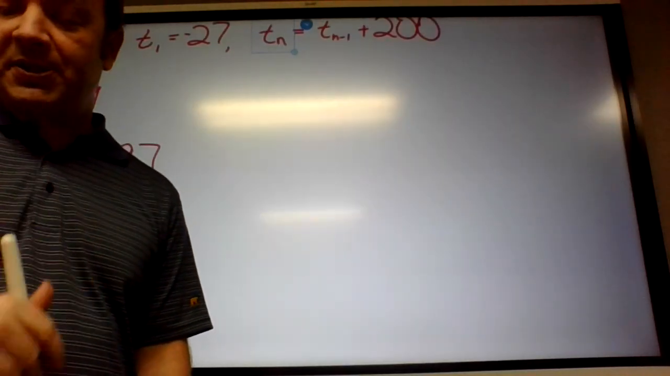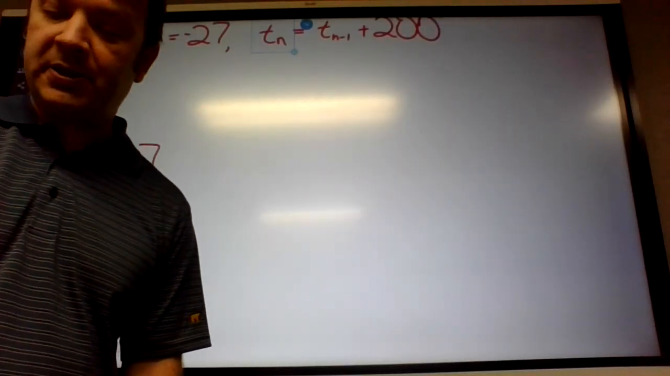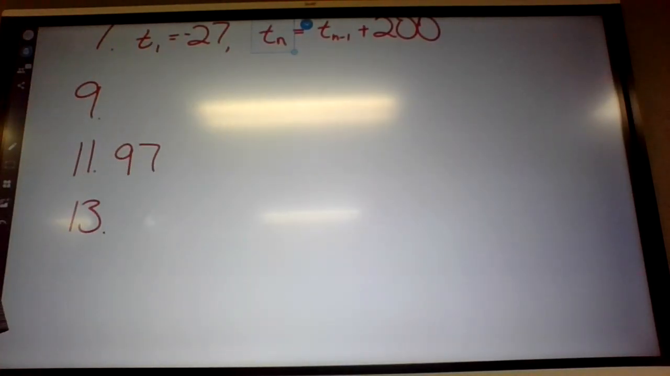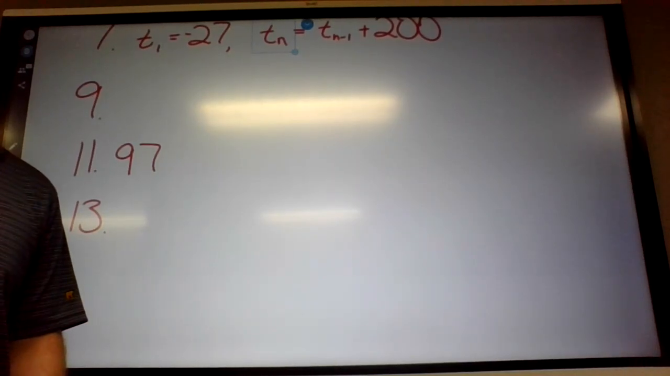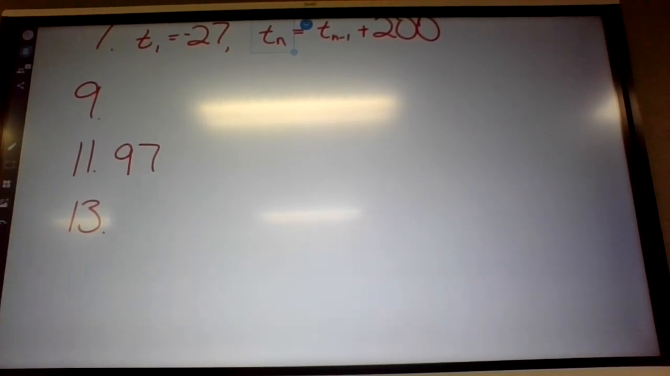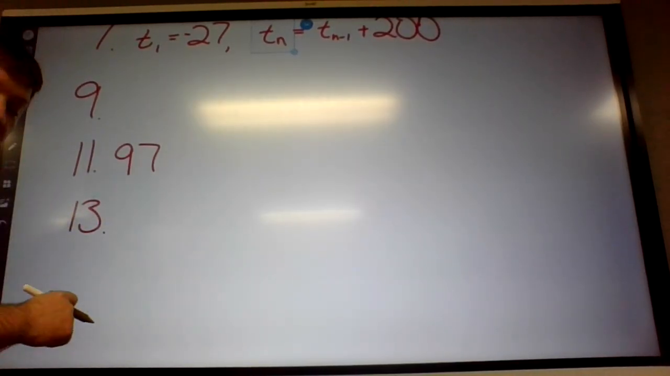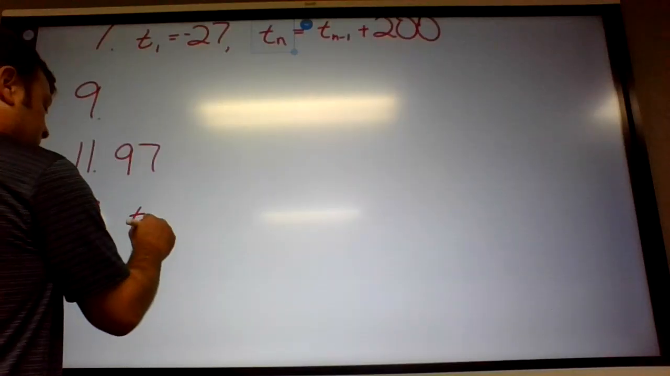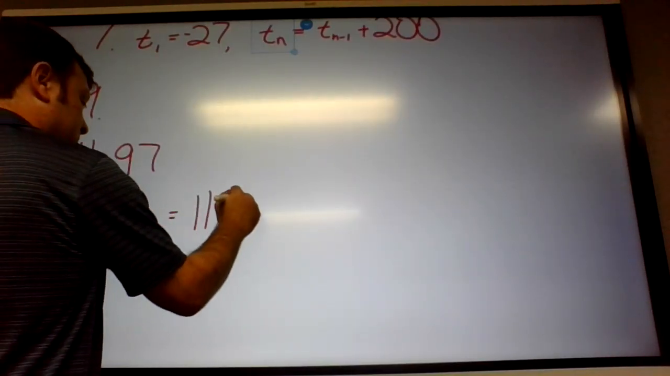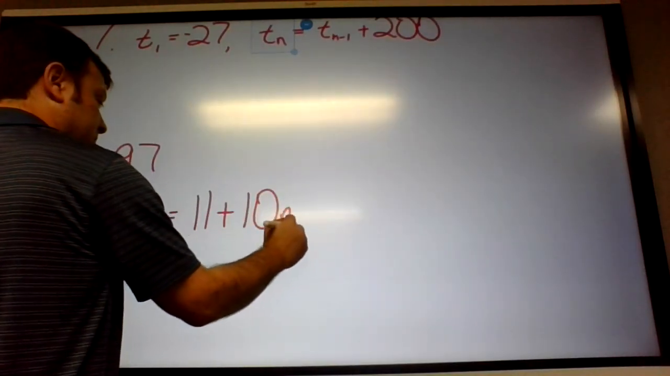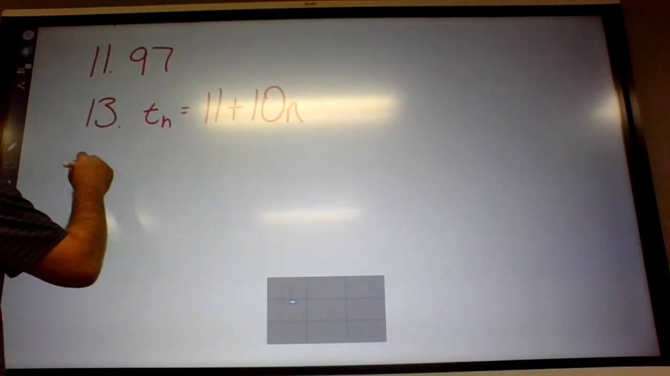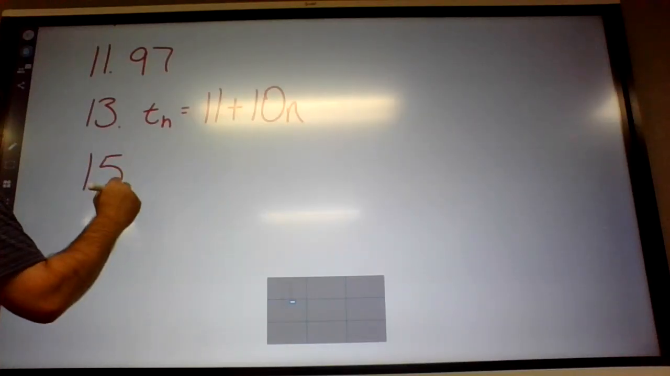Number 13, back to explicit again. They're telling us it's an arithmetic. I don't know why they went back to arithmetic, but whatever. Okay, so the pattern on 13 is plus 10. So if we back up one step, what would come before 21 is 11. We do 11 plus 10 over and over.